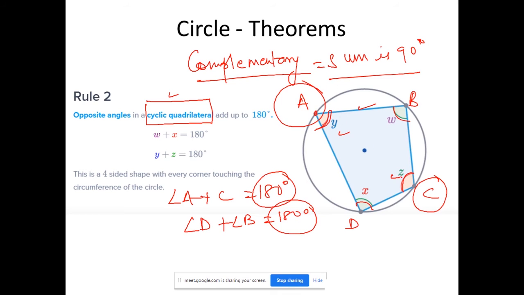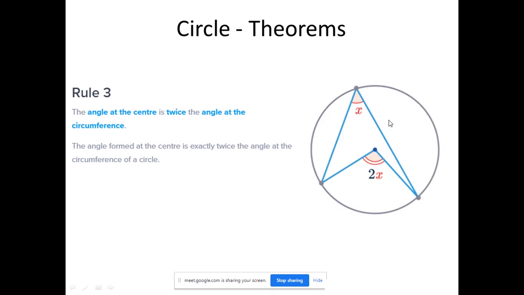Supplementary would mean that the sum is equal to 180 degrees. So the opposite angles of a cyclic quadrilateral are supplementary to each other. That is, the sum is going to be equal to 180 degrees.